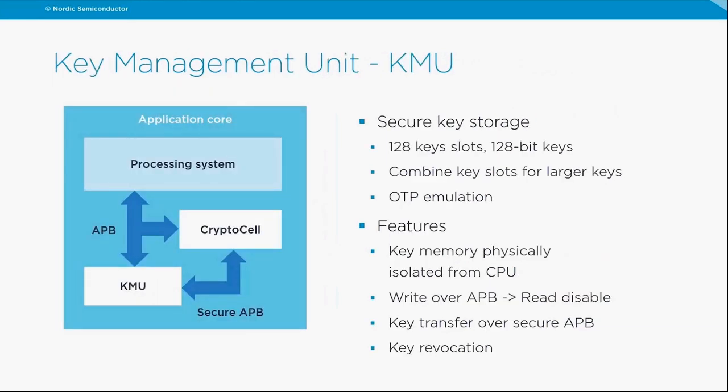The Key Management Unit, this is secure key storage. It has 128 key slots, 128-bit keys, but you can combine key slots for larger keys. It offers OTP emulation, and here the key memory is not actually OTP, but it's a separate flash page that can't be accessed by the CPU. So you write to the KMU over the APB, and then you disable the read, and then you have this push function. So we can say push, and then a key is transferred over to the CryptoCell over the secure APB. And if a key is compromised, it can be removed. What you typically do is that you have several keys that you program in production, so that you are able to switch to another key if one of the keys is compromised.